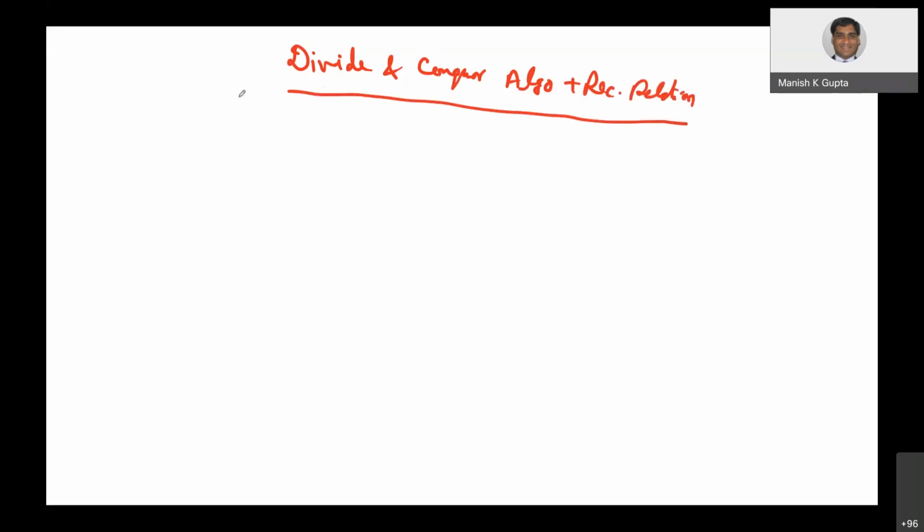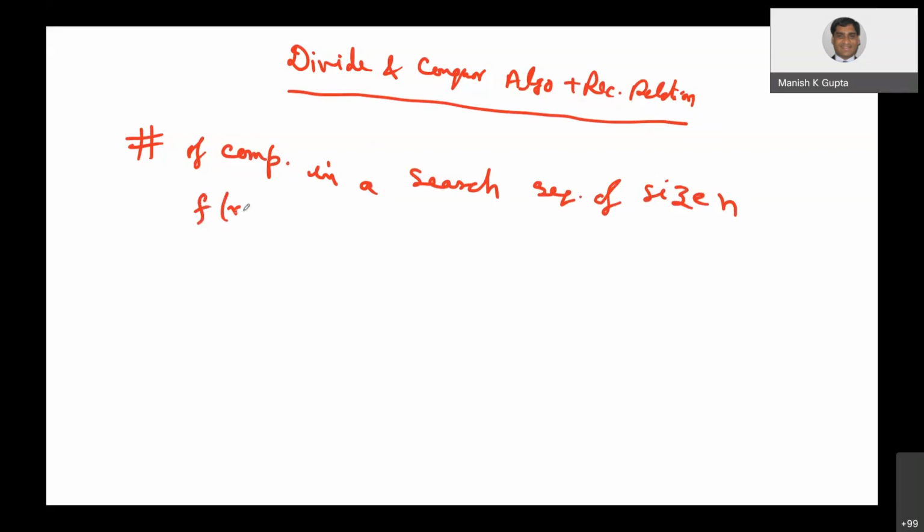First of all, I should tell you that there is a concept of divide and conquer algorithm and recurrence relation. What is the connection? You remember we covered a binary search algorithm earlier, right? If I want to study the complexity of that, that means the number of comparisons in a search sequence of size n, suppose we denote this by f of n in the binary search algorithm, which we have covered earlier.